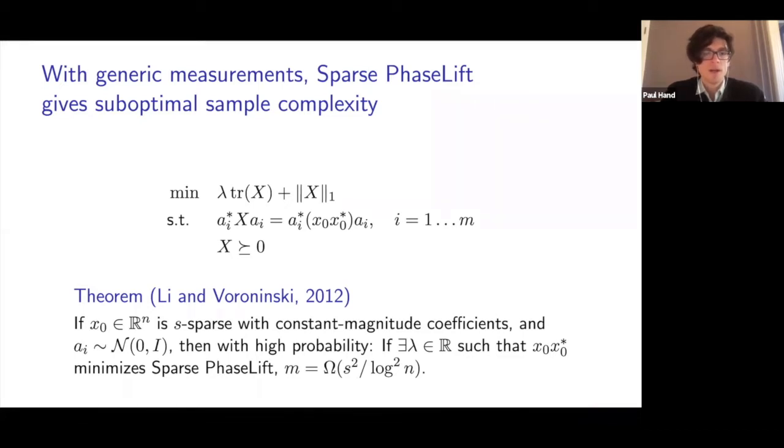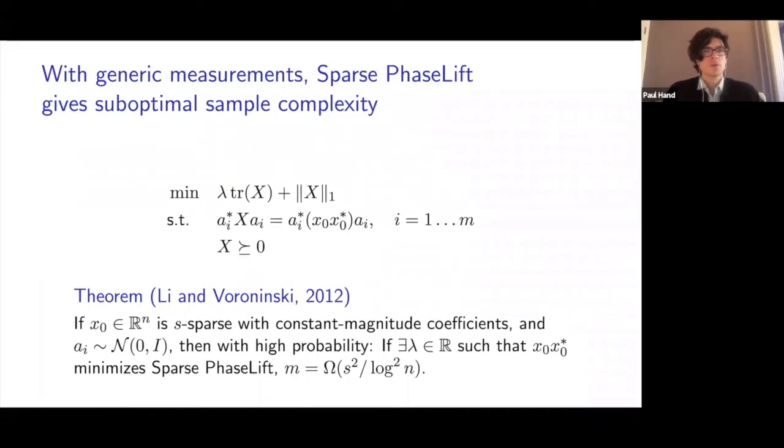And what I mean by that is, there's this theorem by Xiaodong Li and Vlad Voroninski back in 2012, where they said that, suppose you did this for some x naught that is S sparse, then if there was a lambda for which the true solution actually minimized this matrix completion problem, then M would have to be big O of S squared. Right? And so indeed, that is not the optimal sample complexity we're looking for. We want M to scale like S.